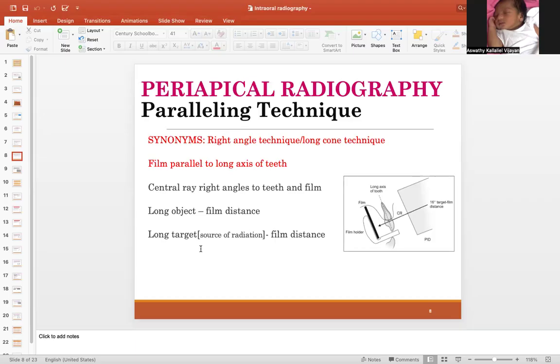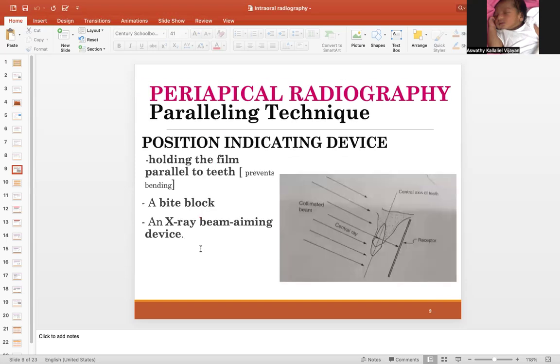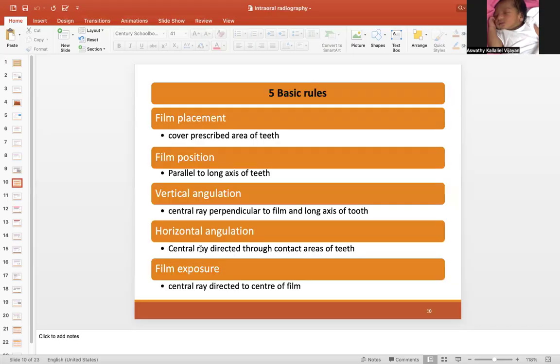The synonyms are right angle technique or long cone technique. Here we place the film parallel to the long axis of the teeth, and the central ray is at right angles to the teeth and film. There is a long object film distance because of maintaining parallelism, and a long target to film distance. Position indicating devices are used in the paralleling technique, which hold the film parallel to the tooth and consist of the already discussed bite block and an X-ray beam aiming device.